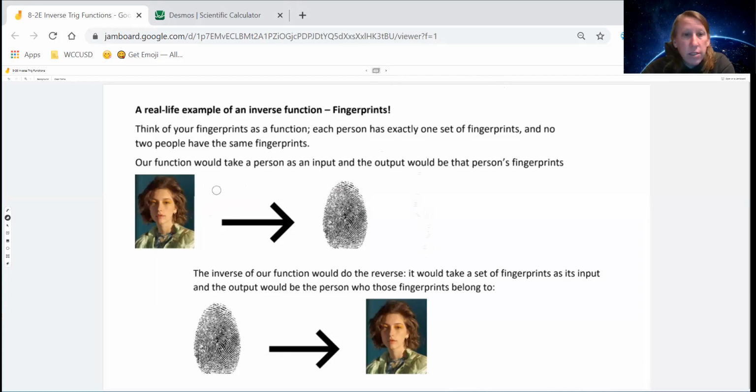So if you have a person, then you can connect them to their fingerprint. That's like their output. But if you have a fingerprint, you can connect it back to the person. So this is a real life example of an inverse function.